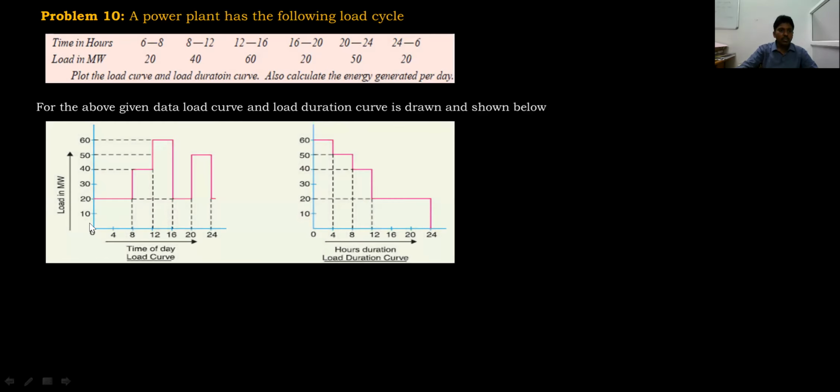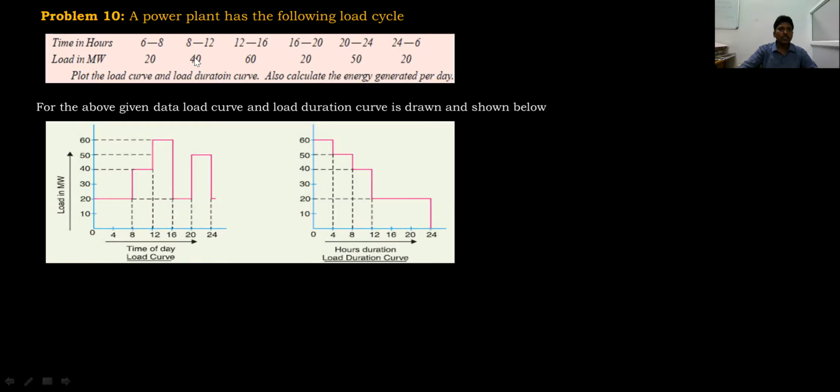This is the load curve. A load curve is drawn between load and time of day. From 0 to 8 hours, the load is 20 megawatts. And from 8 to 12, the load is... we have only given 6, I think, or 0 is taken as a reference then.